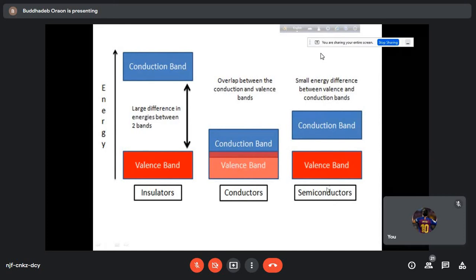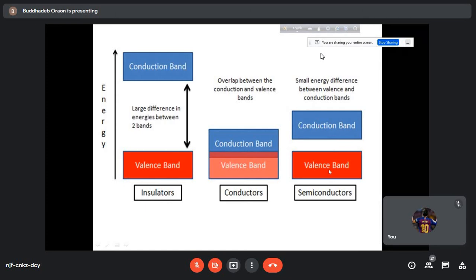In the case of semiconductors, what happens? The band gap is quite small, so we can easily promote some electrons from the valence band to the conduction band thermally, or by other ways, like doping, to create artificial N-type and P-type semiconductors, and we can increase the number of charge carriers.